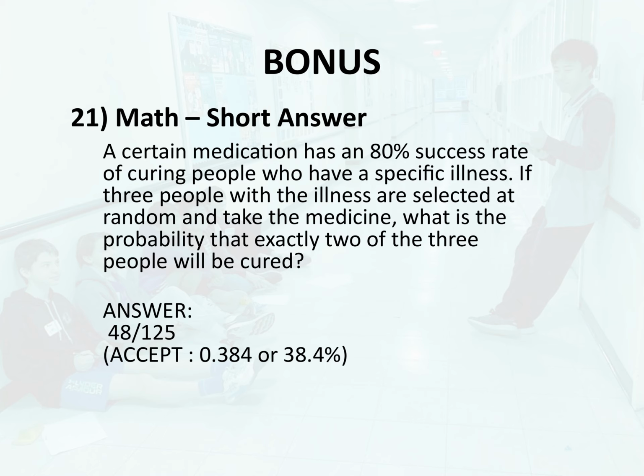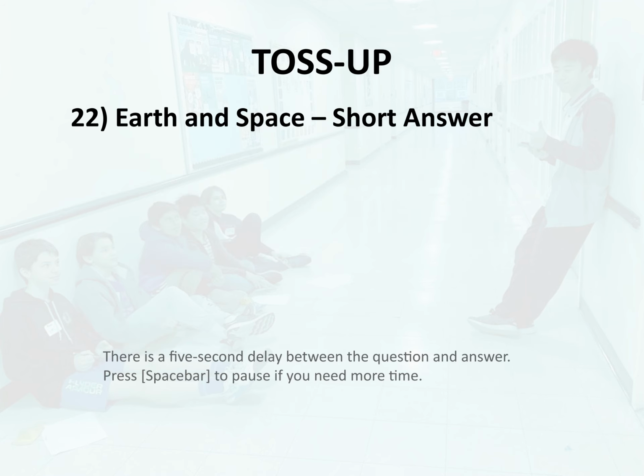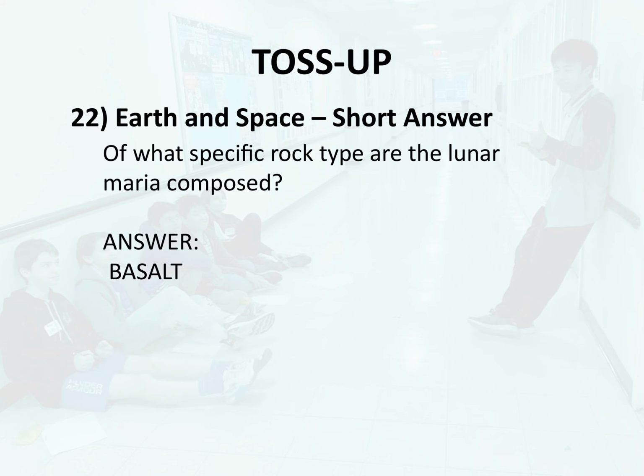Toss-up 22. Earth and space, short answer. Of what specific rock type are the lunar maria composed? Answer: basalt.